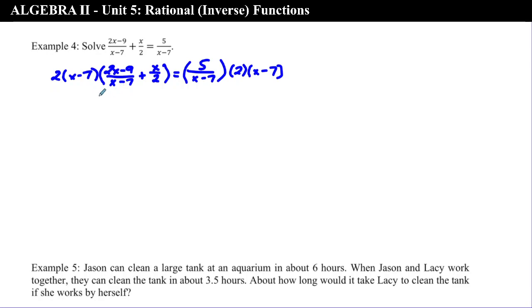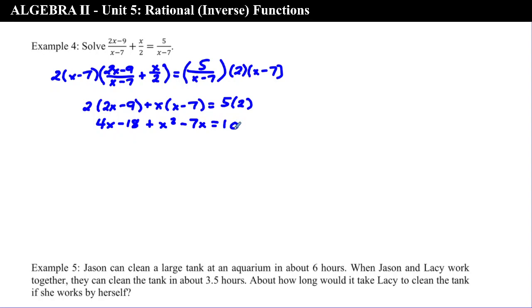And when we do this, we end up with the x minus 7's canceling on this one, so we end up with 2 times 2x minus 9. The 2's cancel here, so we get plus x times x minus 7. And then on the right-hand side, we are going to end up with 5 times 2. So let's distribute. You get 4x minus 18 plus x squared minus 7x equals 10.